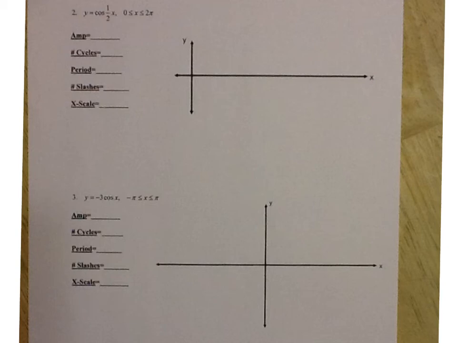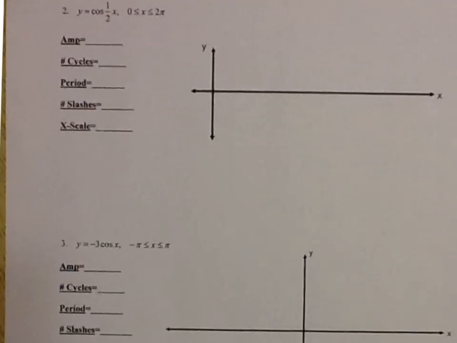Okay, so we're going to graph y is equal to cosine 1/2 x. And we're graphing from 0 to 2 pi. So my amplitude is the absolute value of 1, which is equal to 1. Number of cycles is the absolute value of a half, which is a half. Sorry, my stylus is not working too well. My period is 2 pi divided by b, which is a half.